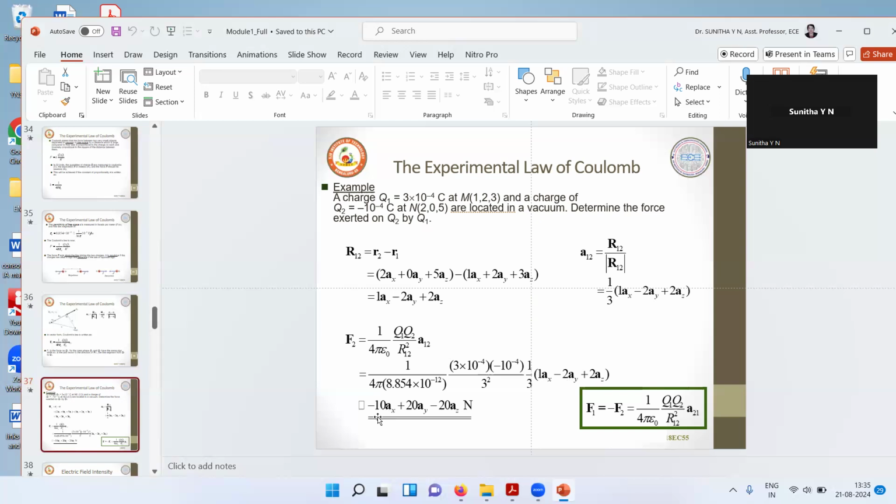So after simplification, you will get an equation for F2 something like this: minus 10 AX plus 20 AY minus 20 AZ Newton. So this is the force F2 in Cartesian form representation, and this is a vector form. So this is the vector force F2. So we know that F1 is equal to minus F2. So if you multiply this vector F2 by minus, you will get force F1. What is F1? That is the force exerted on Q1 by Q2.